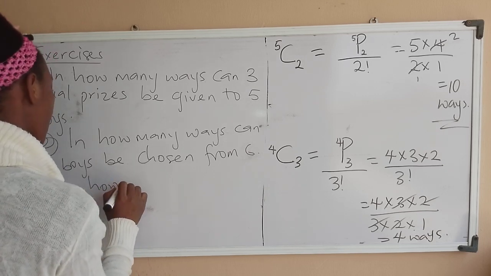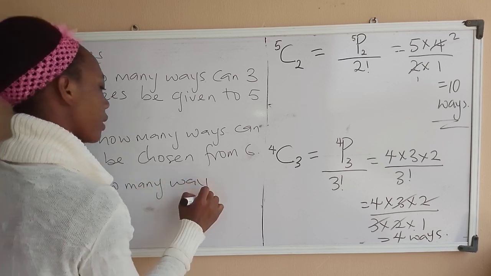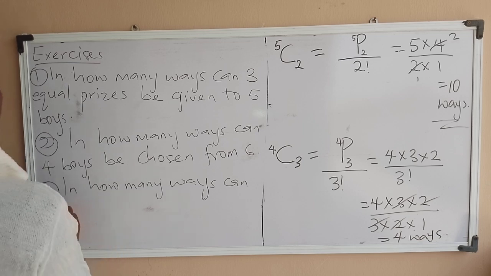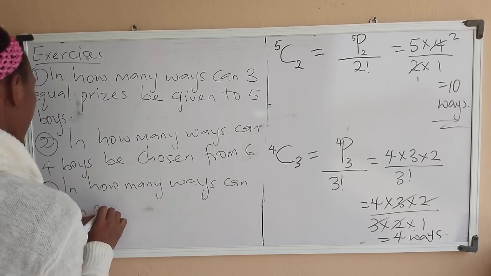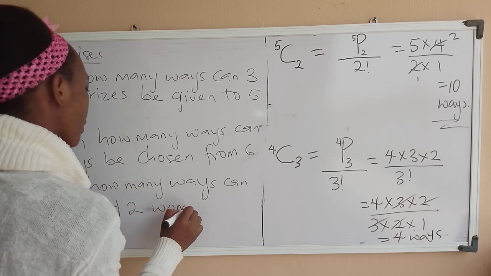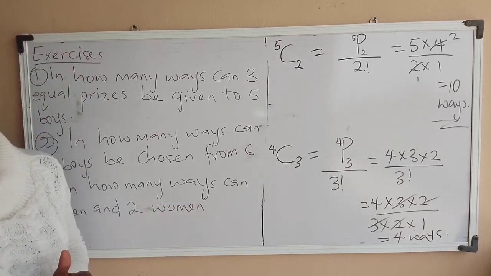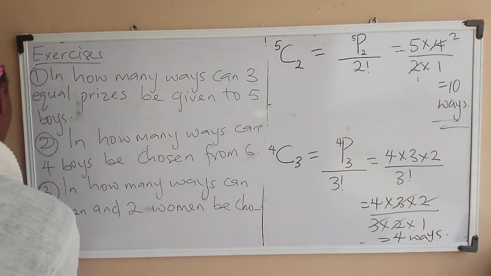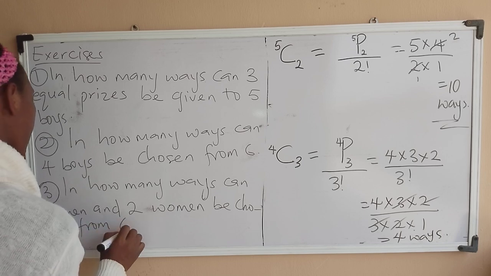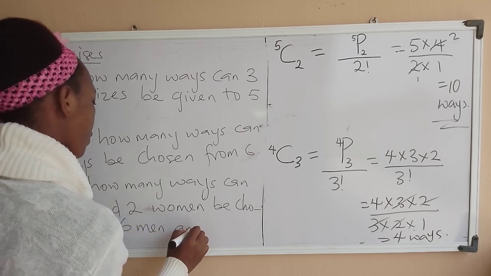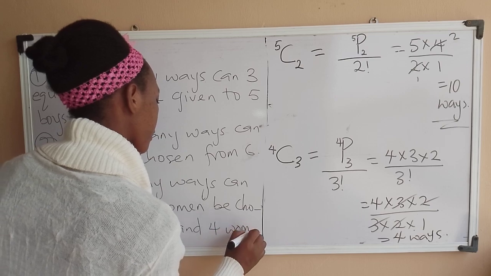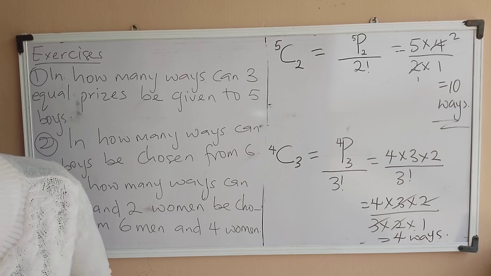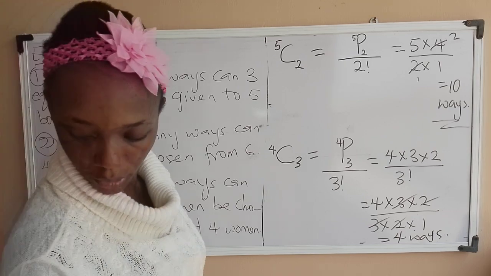Number 3. In how many ways can 3 men and 2 women be chosen from 6 men and 4 women?